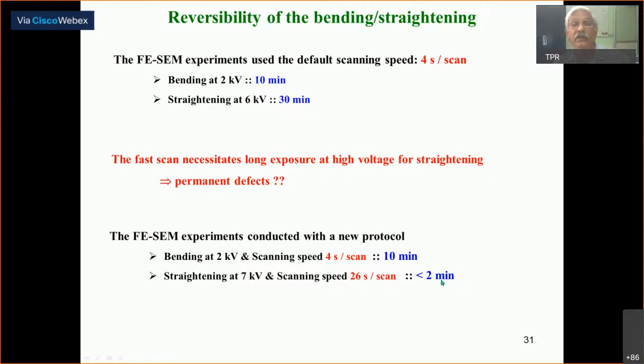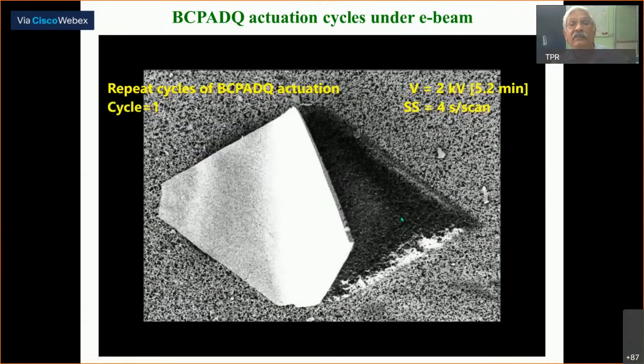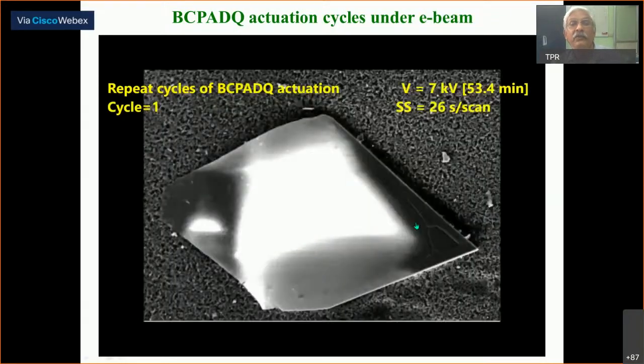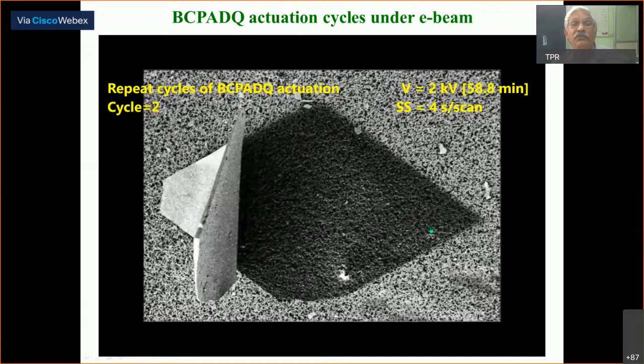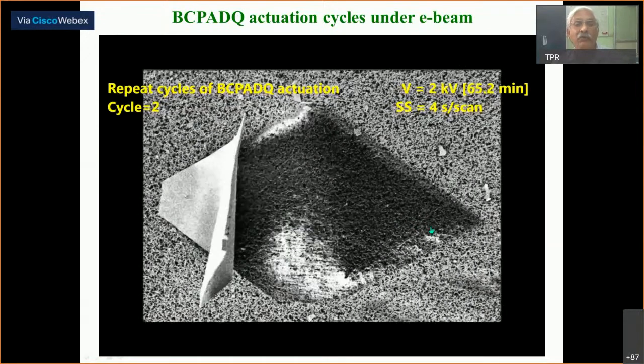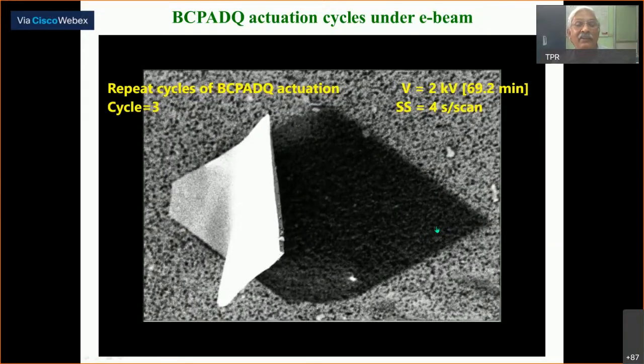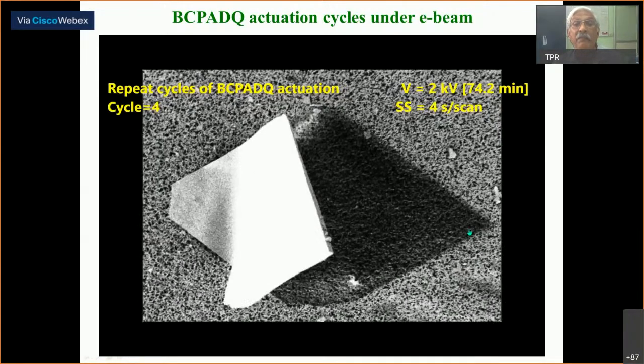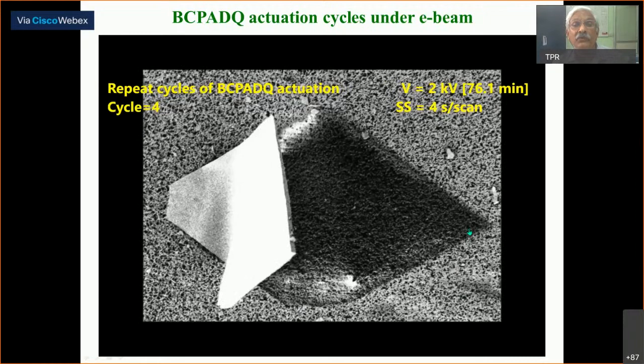And now, this sort of protocol turned out to be successful. And as this movie will show, the straightening is very fast, so you may hardly notice it in this time scale. So it bends back and forth. 3 to 4 cycles can be done before something goes wrong in the focusing or some burning and so on, because these are organic materials finally. Now, this is just to show some 3 to 4 cycles.